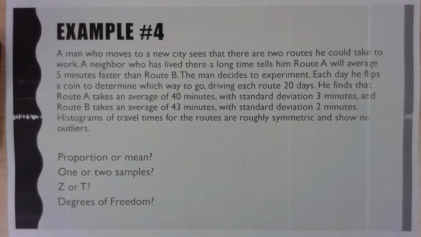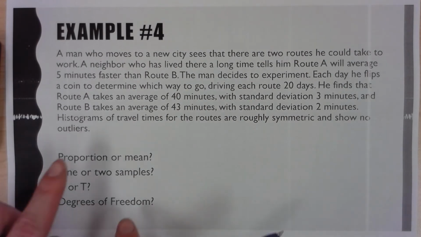Each day he flips a coin to determine which way to go, driving each route 20 days. He found that route A takes an average of 40 minutes with a standard deviation of 3, and route B takes an average of 43 minutes with a standard deviation of 2 minutes. Histograms of travel times for the routes are roughly symmetric and show no outliers.